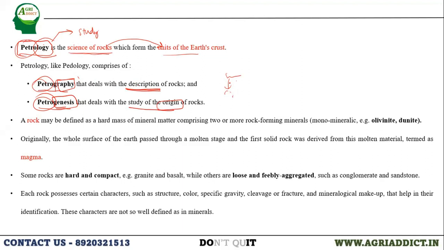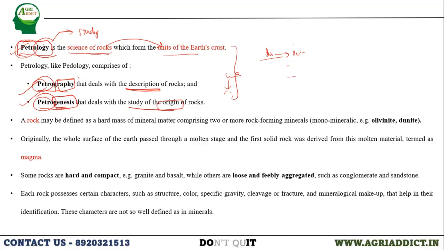The related terminologies you have to remember. These three terminologies are very important. They will often be given and they will confuse you. They will give the science which deals with the description of rocks: petrology, petrography, petrogenesis. What do we have to give? Petrography. So this is all about petrology, petrography and petrogenesis.